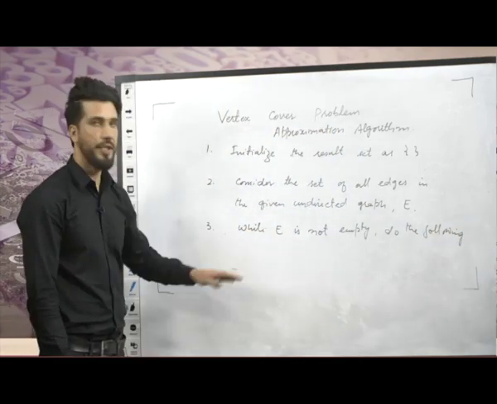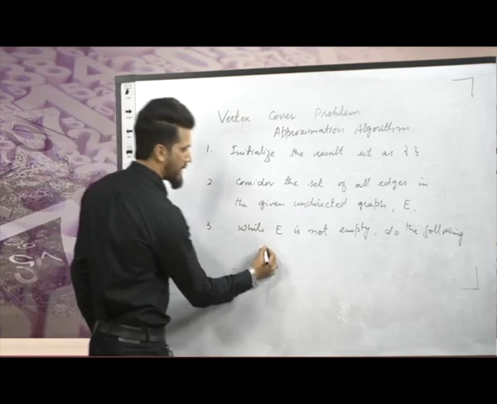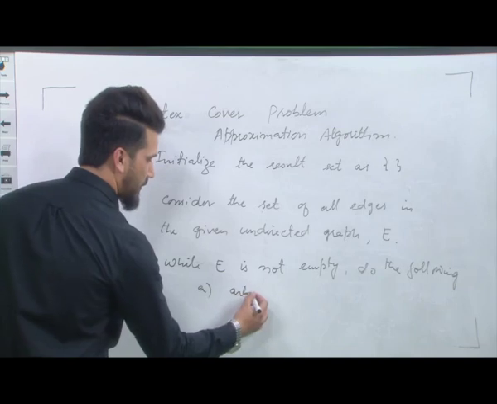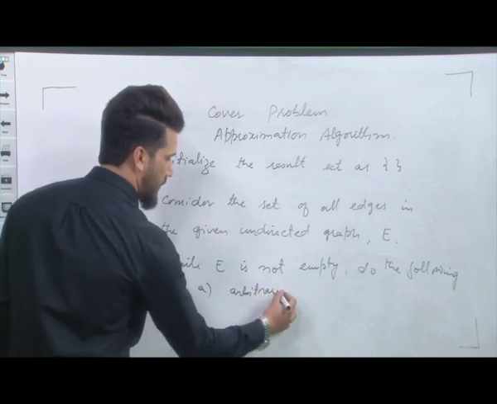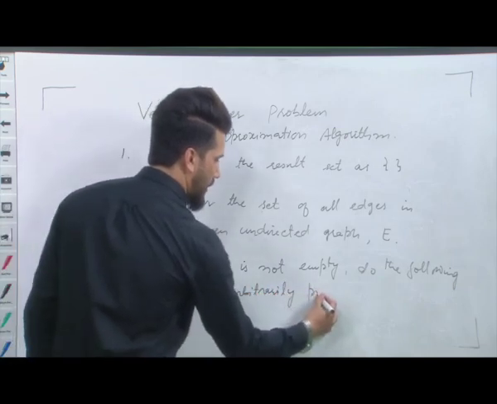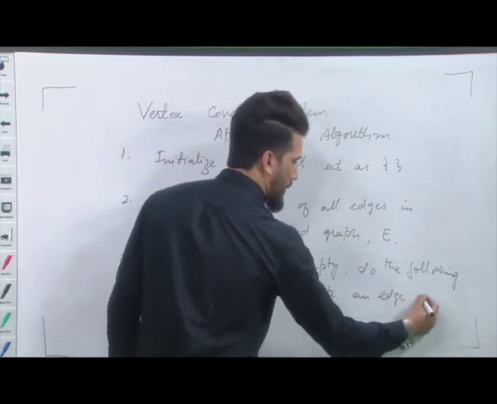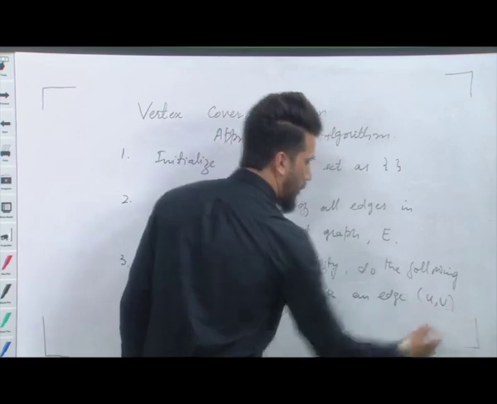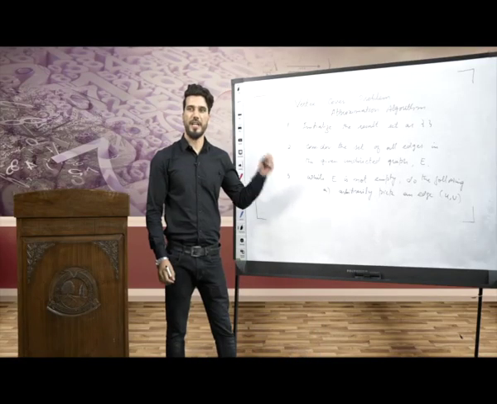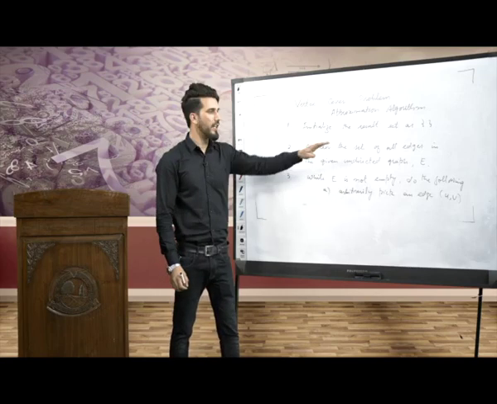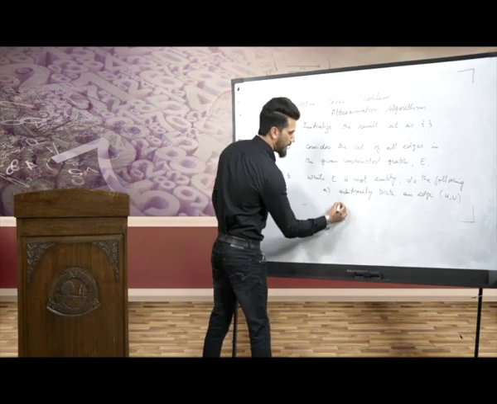While E is not empty, do the following. Step number A: arbitrarily pick an edge from the edge set of the form UV. Arbitrarily pick any edge UV from the set E.